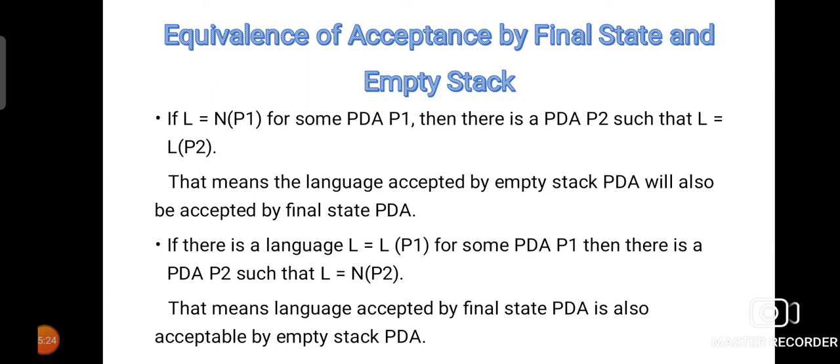Now we are going to see the equivalence of acceptance by final state and empty stack. Here the case is: if L equal to N of P1 for some PDA, that is, L is the language for some PDA P1, then there is a second PDA P2 such that the language L equals L of P2. That means L of P2 is the language for the PDA P2, and N of P1 is the language for the first PDA P1.